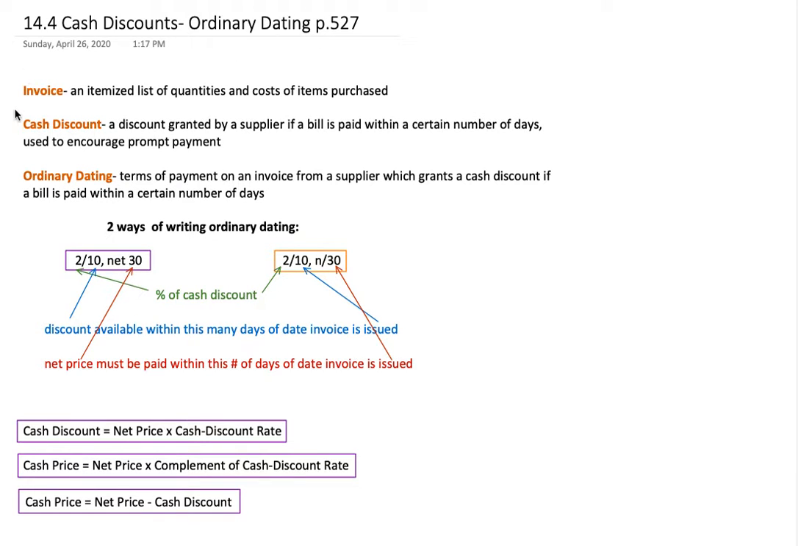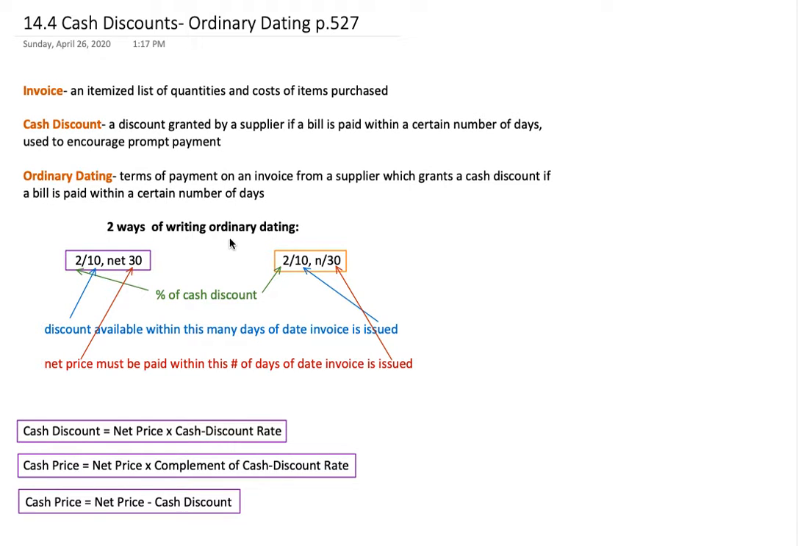Here's some vocab we have right away. We have invoice, which is an itemized list of quantities and costs of items purchased. We have cash discount, a discount granted by a supplier if a bill is paid within a certain number of days, used to encourage prompt payment. Ordinary dating, when the terms of payment on an invoice from a supplier grants a cash discount if a bill is paid within a certain number of days.